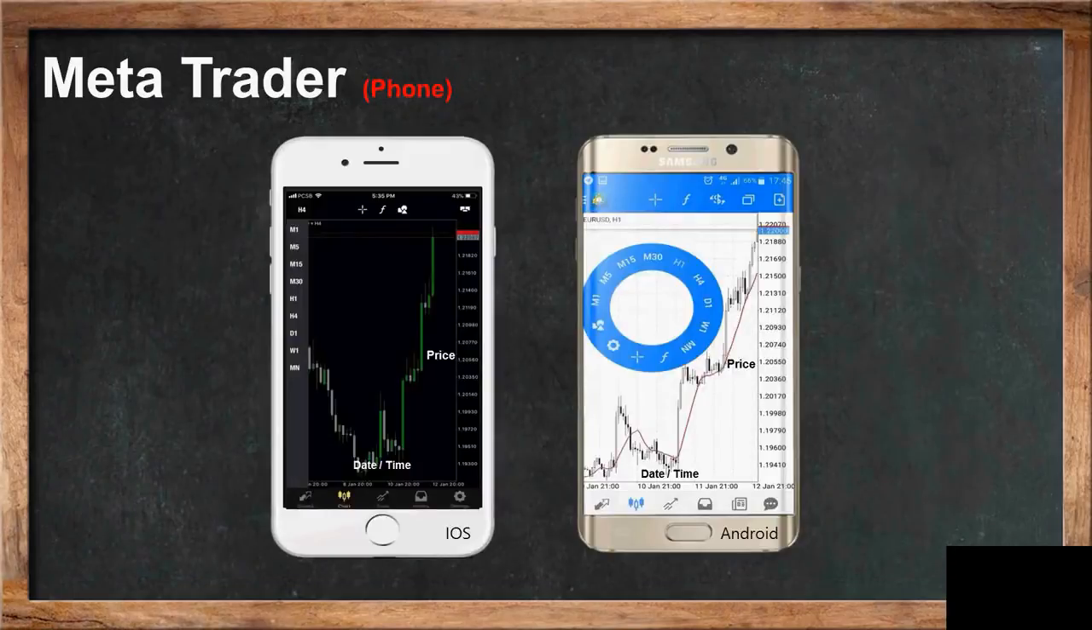Alright, for those who are using phones, it's also the same. For iOS and Android, you have date and time, and then you have the price. You have the time frame selector on the top left corner of the phone. And for Android, you just tap on the screen, then the radio functions will come out, so you can just choose what things you want to use.